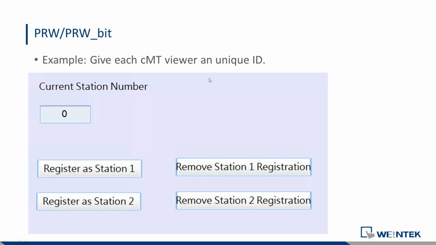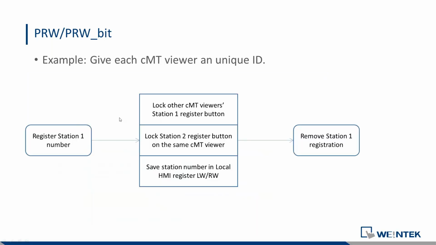So here is how we're going to make this example. You need to create a button that can register station 1. Once you use CMT viewer 1 to register station 1, no one else can register station 1, because station 1 is taken. And because on CMT viewer 1 you already registered station 1, you're going to make sure that on CMT viewer 1 you cannot register station 2. So on CMT viewer 1 you're going to lock the station 2 register button.